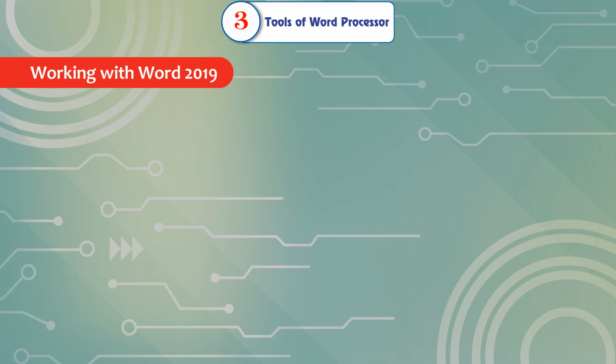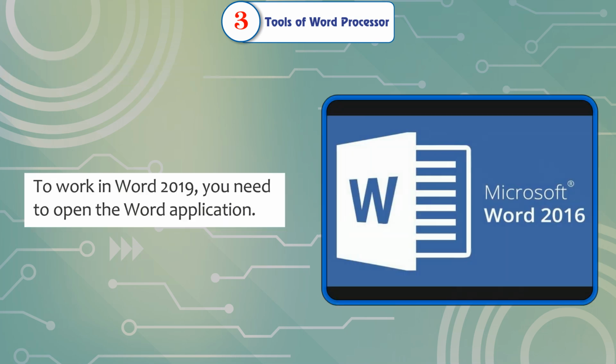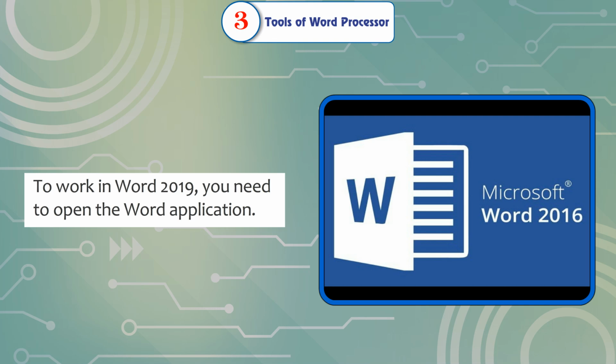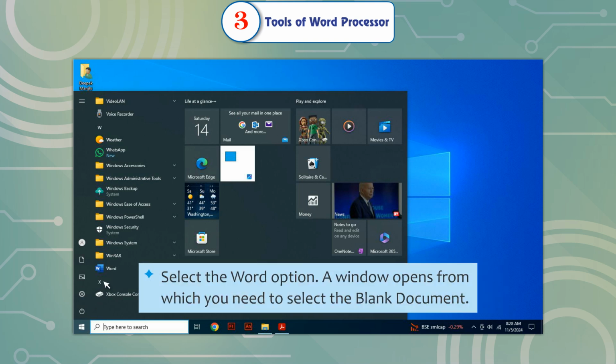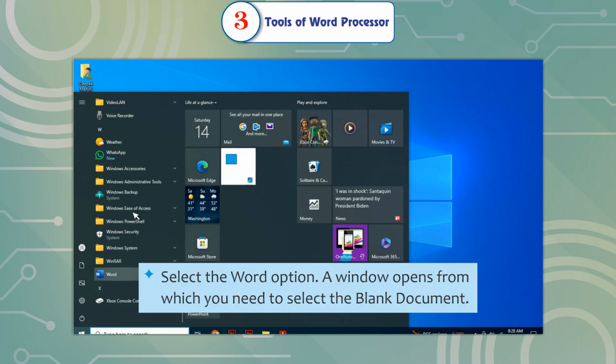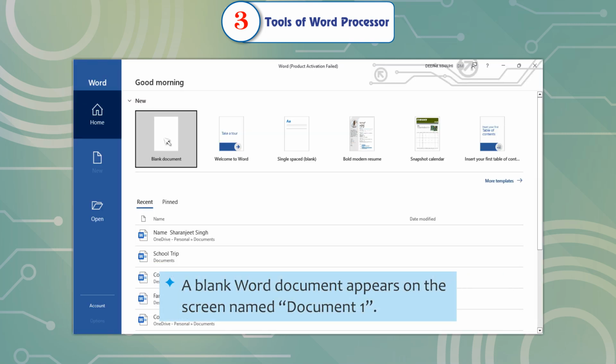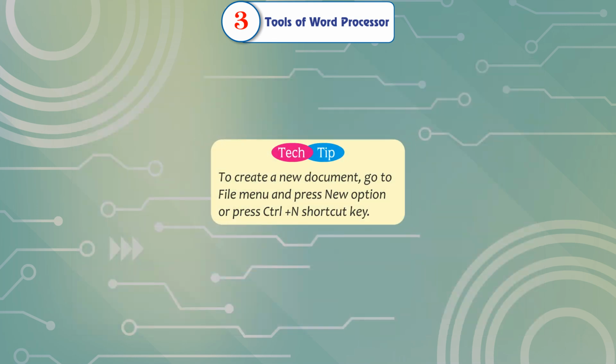Working with Word 2019. To work in Word 2019, you need to open the Word application. Click on the Start button. Select the Word option. A window opens from which you need to select the blank document. A blank Word document appears on the screen named Document 1. Tech tip. To create a new document, go to File menu and press New option, or press Ctrl+N shortcut key.